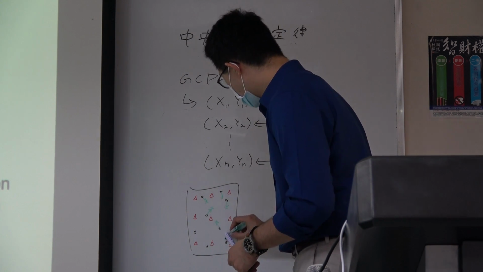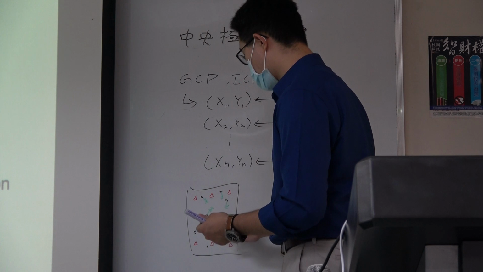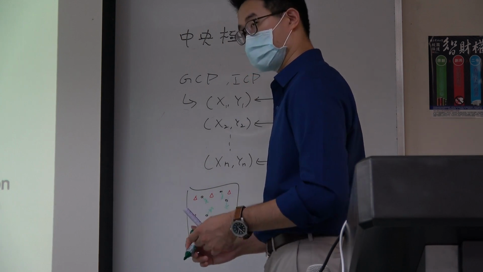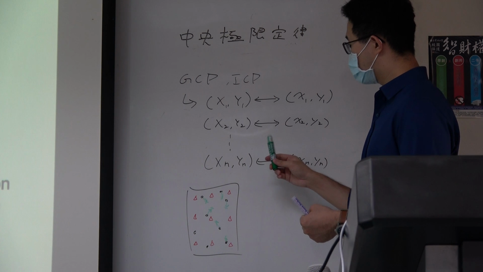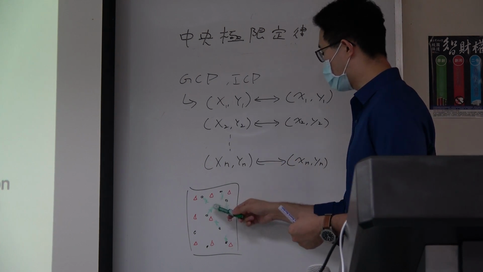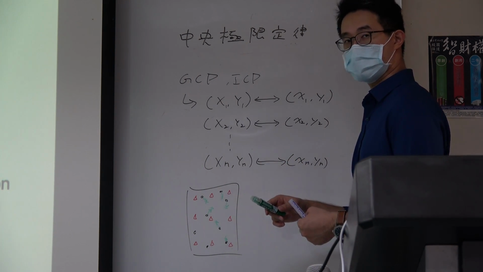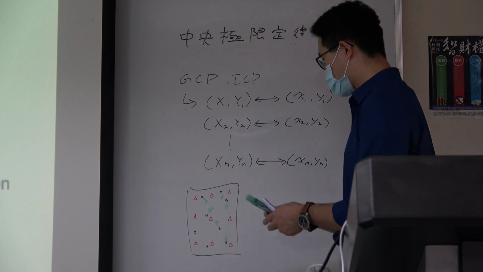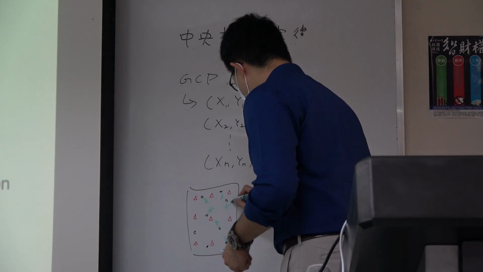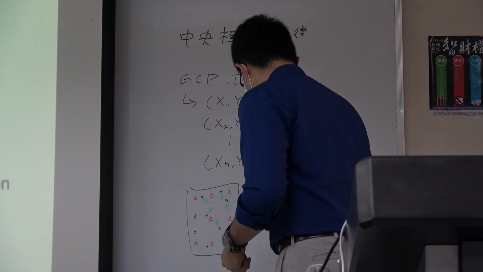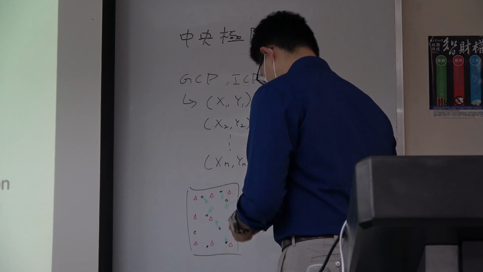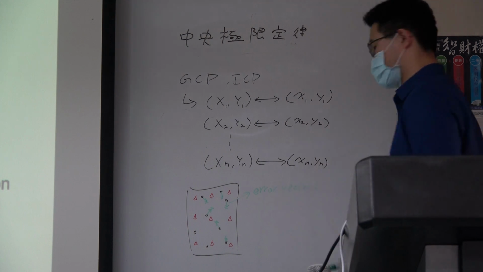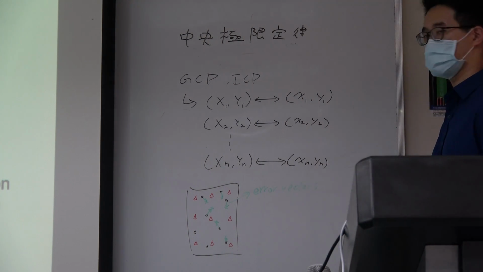Okay, so some of them are small, some of them are large. The ICP is for you to get those error vectors. So these green arrows are the error vectors.